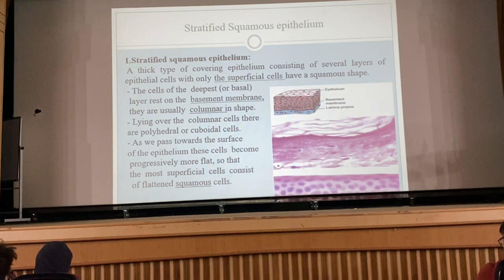This is the image. Only, as you see, the superficial layer is flat or squamous shape, while the basal layers are columnar or a bit cuboidal, becoming polyhedral and rounded. This is the basement membrane. As I told you, in all the stratified epithelium, only the basal layers are touching or resting on the basement membrane. So in stratified squamous epithelium, the basal layer is columnar in shape, as you see here, and above that, the cells decrease in height, becoming cuboidal or maybe polyhedral, and as we go towards the outside or superficial layer, it becomes flat or squamous cells.